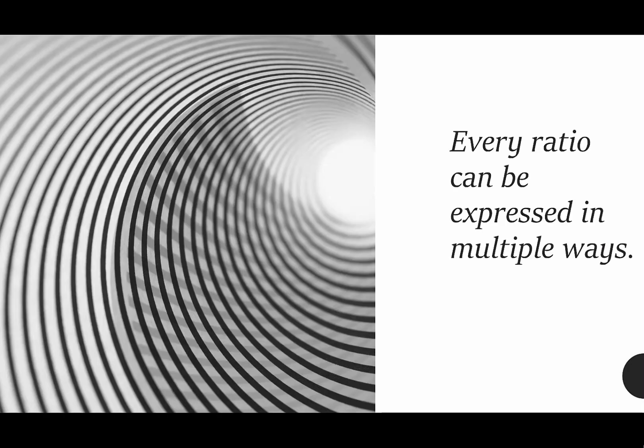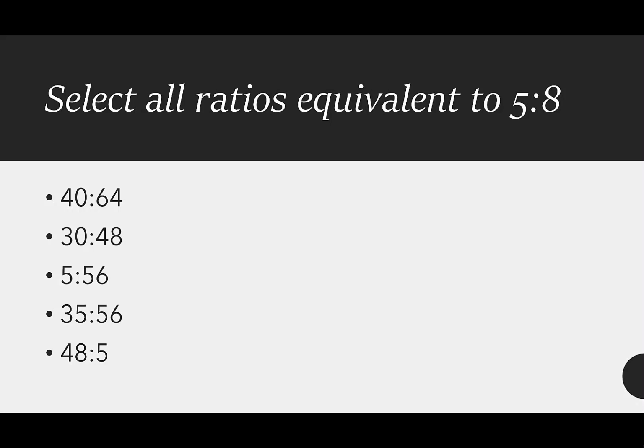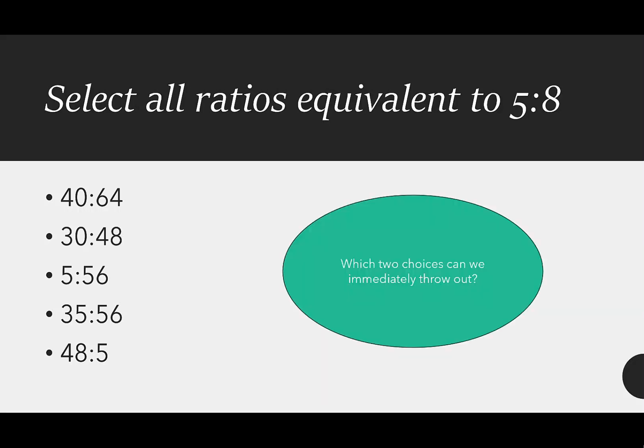As you're working on ratios, I want you to remember that every ratio can be expressed in multiple ways. Let's look at this problem that says select all ratios equivalent to 5 to 8. Before we do any calculations, which two choices could we immediately throw out? Take a look at your choices, 40 to 64, 30 to 48, 5 to 56, 35 to 56, and 48 to 5, and see if any two stand out to you.